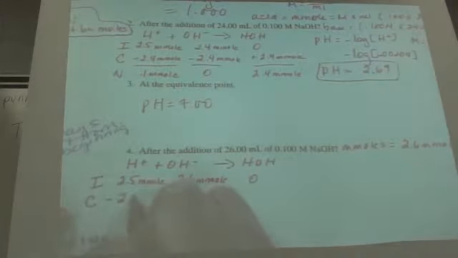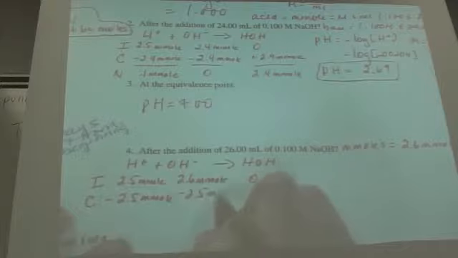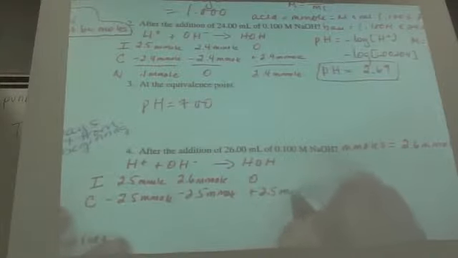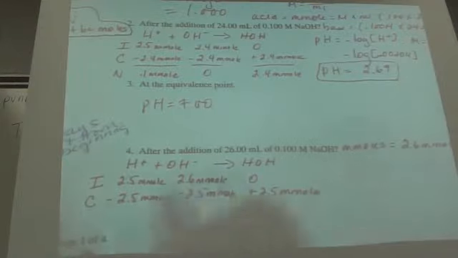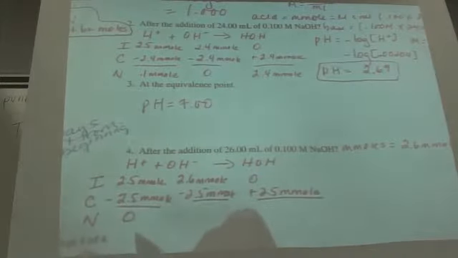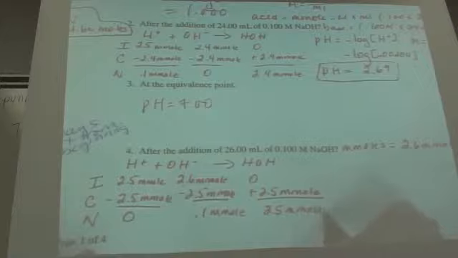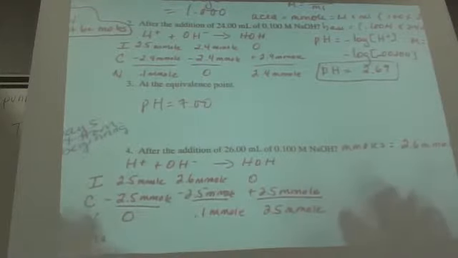Which is the limiting reactant? Okay, so the hydrogen ion completely reacts with 2.5 millimoles of the hydroxide ion, forming 2.5 millimoles of water. So at neutralization, I have no hydrogen ion, I have 0.1 millimole of hydroxide ions, and I have some water, which once again does not affect the pH, so I'm ignoring it.